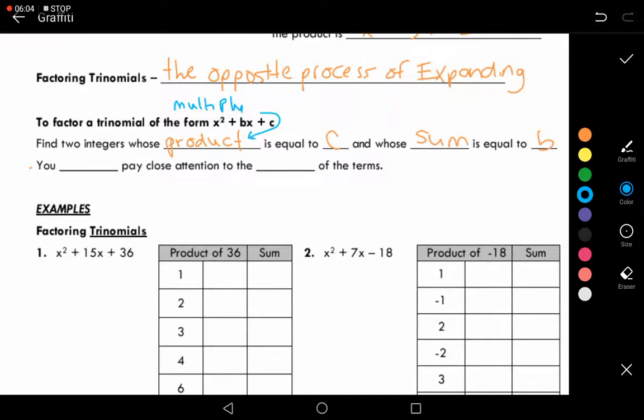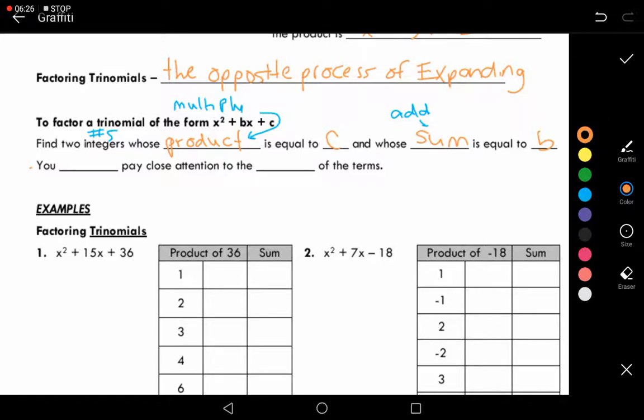Okay, and sum comes from adding. So what this is saying is you need two integers, remember integers is just numbers, so two numbers who multiply to equal c and who add to equal b.